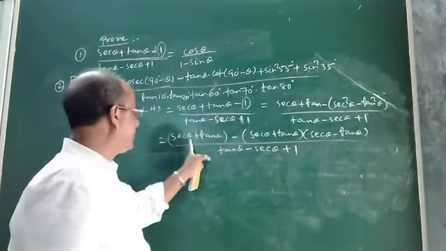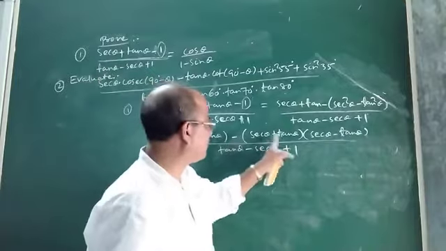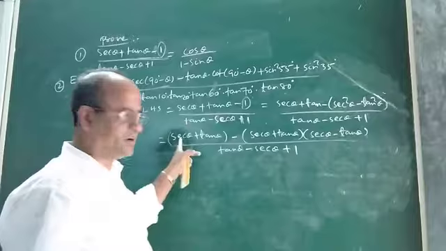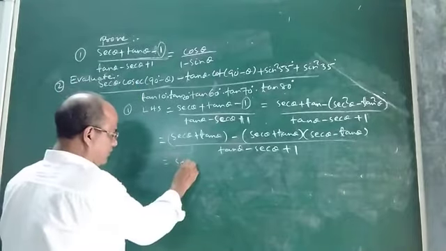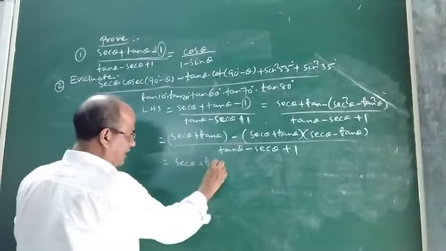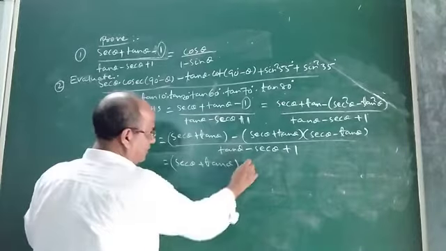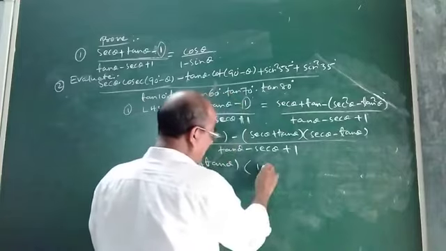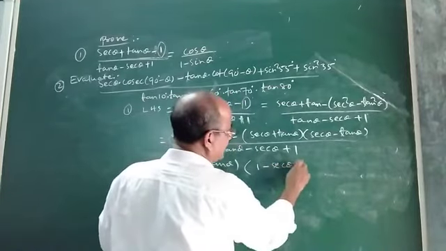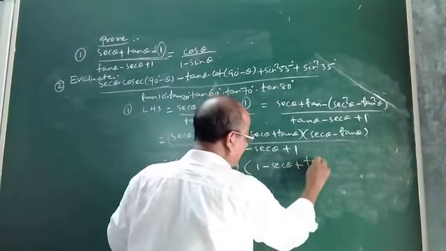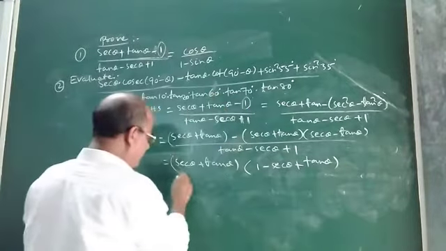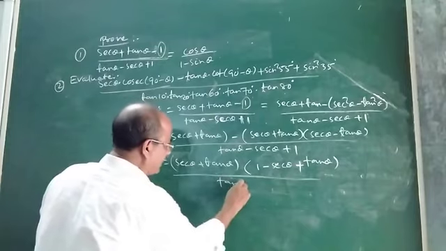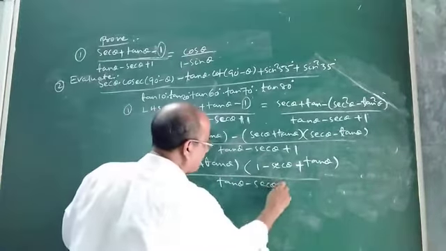Now see, here sec theta plus tan theta, here also sec theta plus tan theta, it has been multiplied. So we can take sec theta plus tan theta common. If you take sec theta plus tan theta common from the numerator, what will be left? 1, and here, minus sec theta minus tan theta, that is, minus sec theta plus tan theta, whole divided by the denominator, tan theta minus sec theta plus 1.